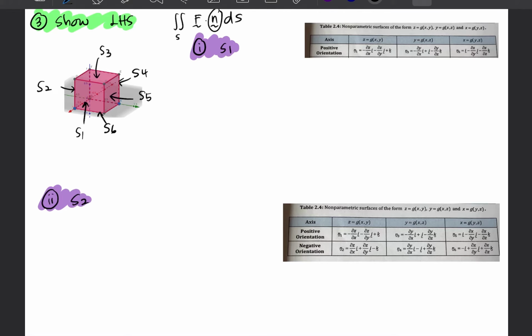The first step is to find the unit normal n, using this table, because the cube is a non-parametric surface. So look at surface 1. At this surface, x equals 1. Here is y, and this one is z.